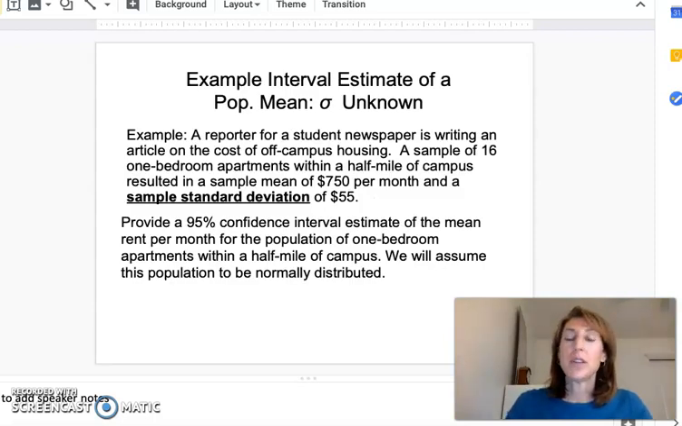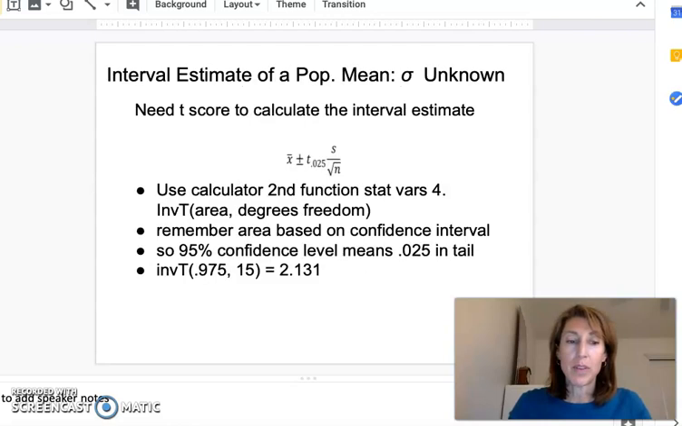So here's a problem where we don't know the standard deviation of the population. There's a reporter for a student newspaper writing an article about off-campus housing costs. They take a sample of 16 one-bedroom apartments within half a mile of campus. They get a sample mean of $750 per month of rent and a sample standard deviation of $55. Now let's say we want to do a 95% confidence interval to figure out what the true population mu will fall within. We need to do our t-score calculation. So the formula is similar for the confidence interval: x bar plus or minus t, with alpha divided by 2 still.